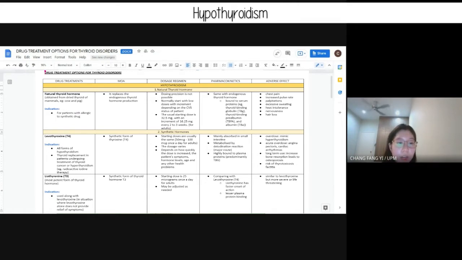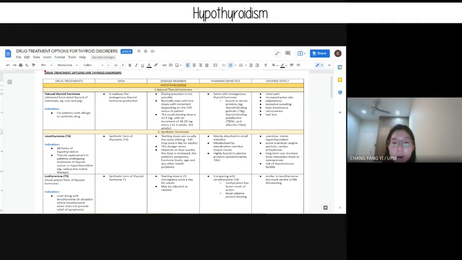So we use liothyronine along with levothyroxine in situations where levothyroxine alone does not provide relief of symptoms to the patient with hypothyroidism. Liothyronine is actually a synthetic form of the thyroid hormone T3 in our body. So the mechanism of action is the same as the thyroid hormone T3 that is synthesized in our body. The starting dose is 25 micrograms once a day for adults, and it might be adjusted as needed.